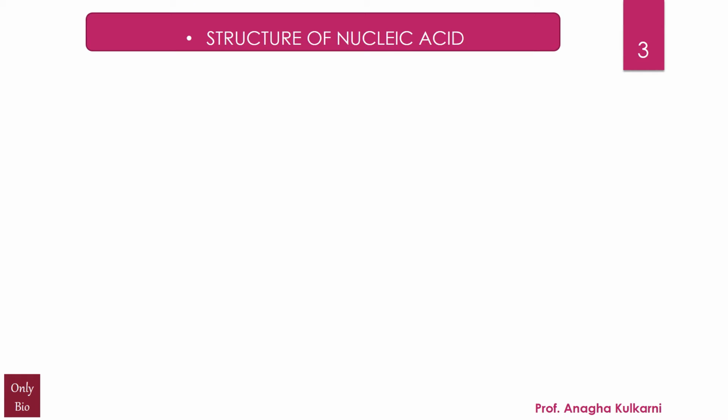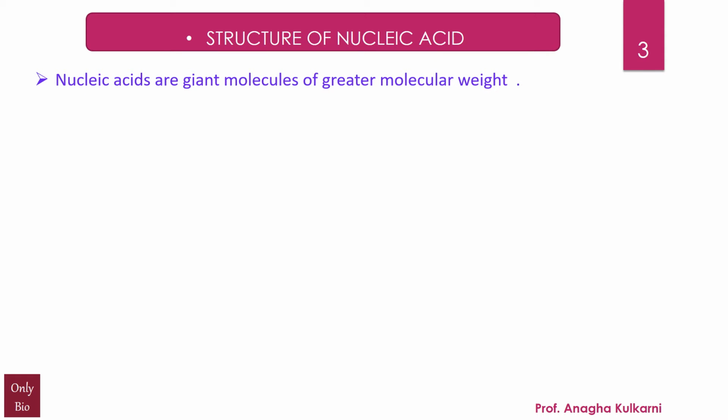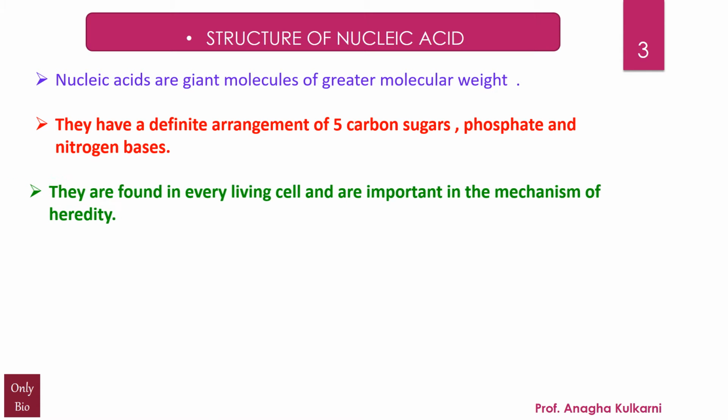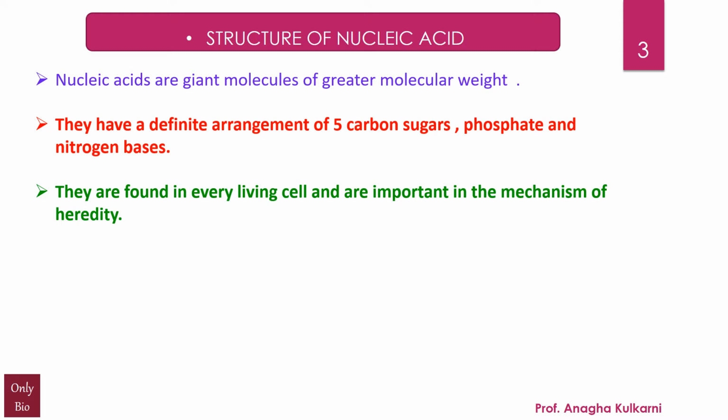In this, we're going to talk about the structure of the nucleic acid. Nucleic acids are giant molecules of greater molecular weight. You might be aware that we call them macromolecules. They have a definite arrangement of 5 carbon sugars. Friends, because they have 5 carbon sugars, we call it a pentose sugar. Also, they have a phosphate group and nitrogen bases. They are found in every living cell.